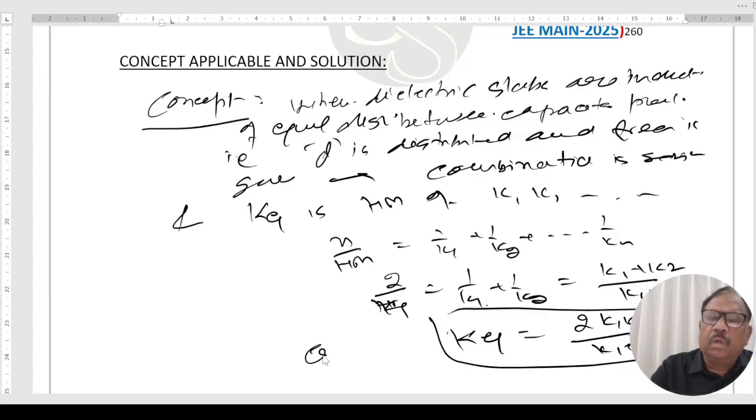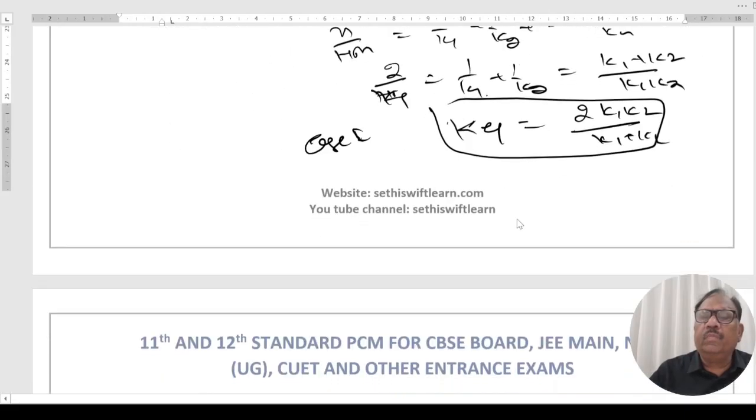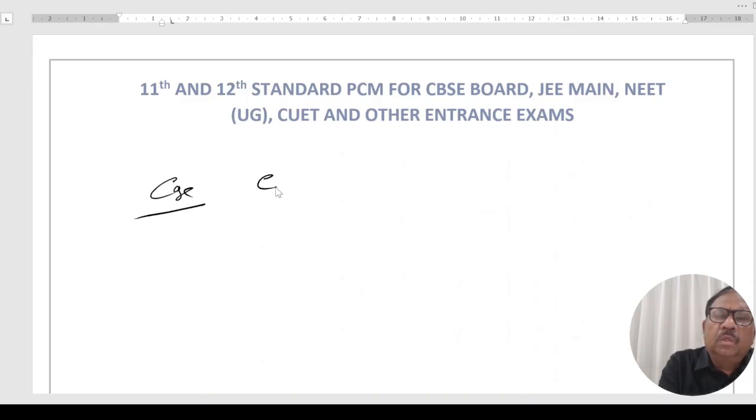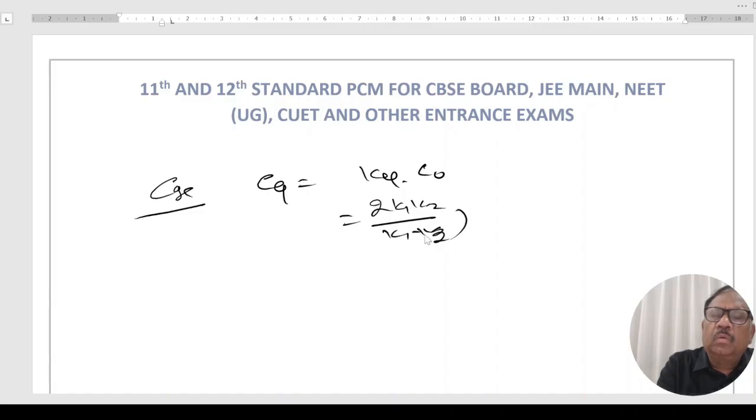In case 1, C equivalent will be equal to K equivalent into C naught. K equivalent is twice K1 K2 upon K1 plus K2, into epsilon naught A over D. This is equal to C1.